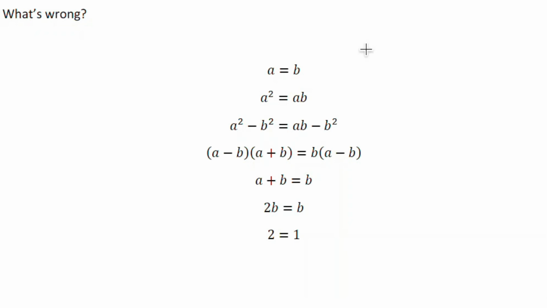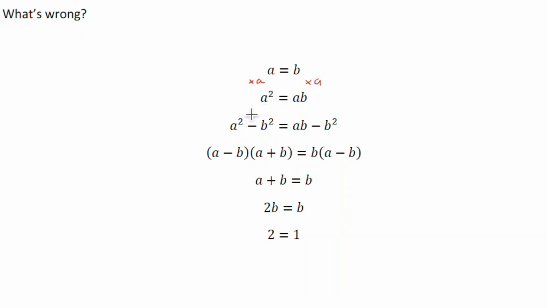Here we have a proof that 2 is equal to 1. Let's go through the proof step by step. We start with a being equal to b. If a is equal to b, then a squared is equal to a times b. All we have done at that stage is multiply both sides by a.